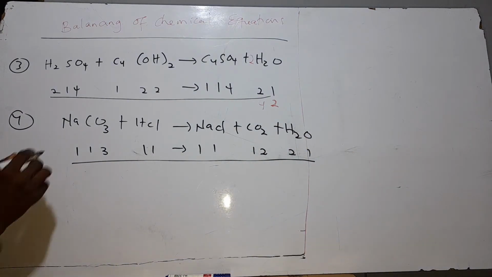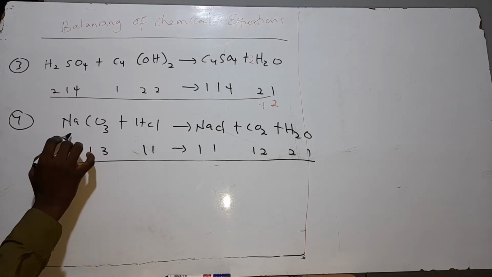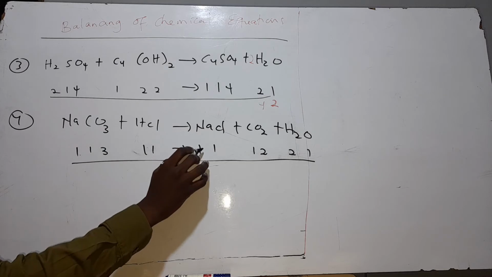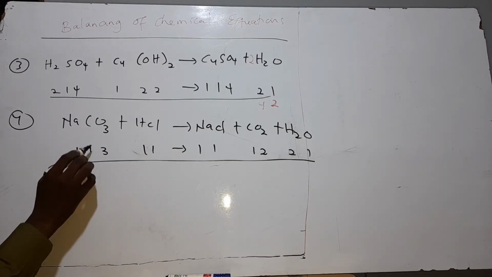Now I'm going to balance the equation. I ask myself, how many sodium do I have here? We have 1 of it. In all, look through, this is 1 sodium. When I come here, we also have 1 sodium. So sodium is balanced. I'm going to the C. We have 1 C here.